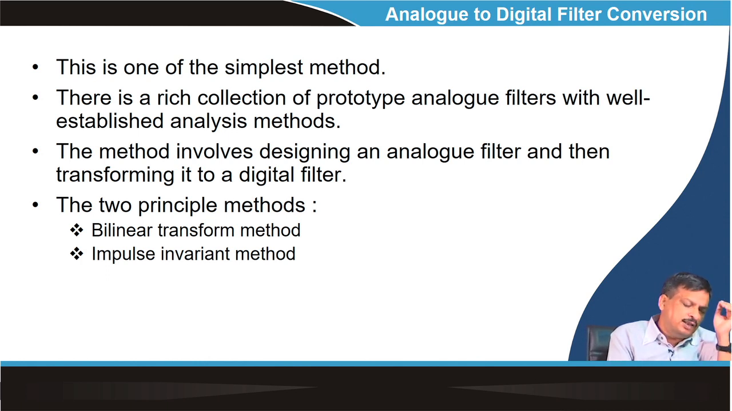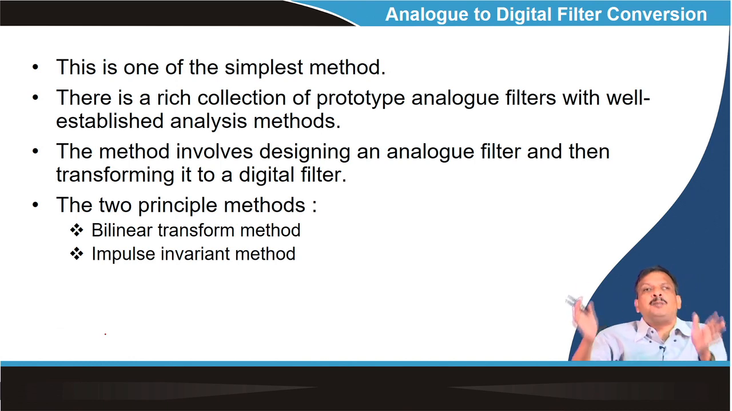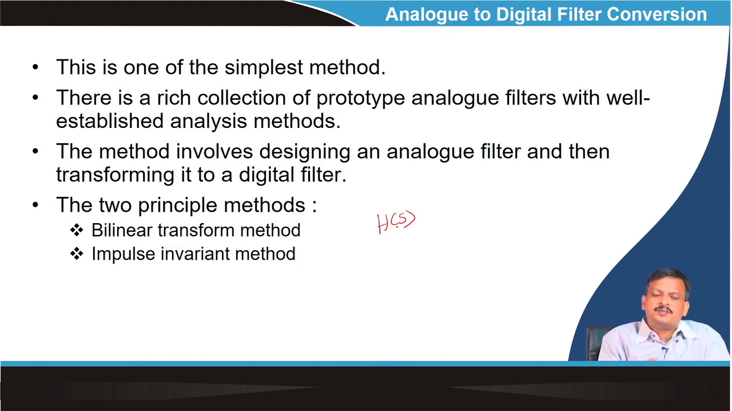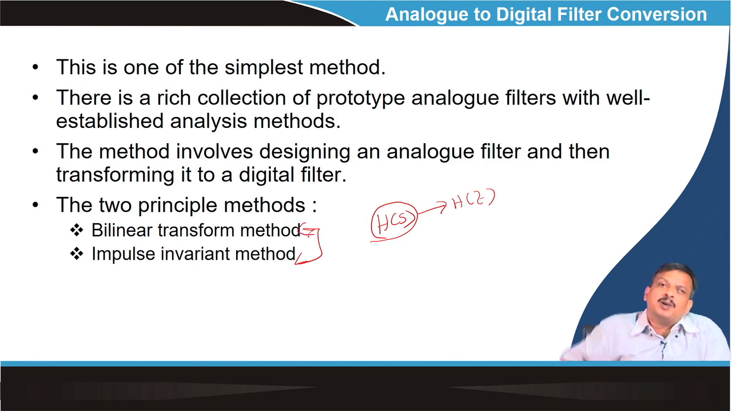First we design the analog filter for the given specification. Whatever the filter specification is, I design the analog filter for that specification. Analog filter means H of S, the Laplace representation of the transfer function of the analog filter. So, we design H of S using analog filter design methods. Then we convert H of S to H of Z using either the bilinear transformation or the impulse invariance method.